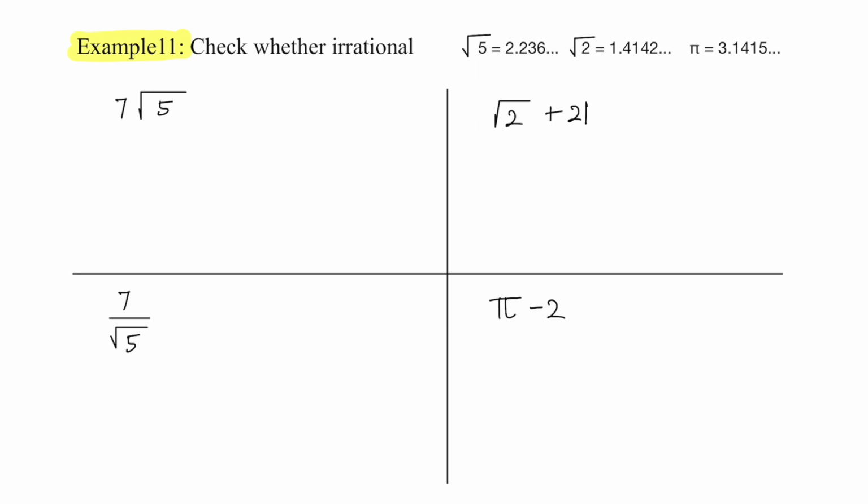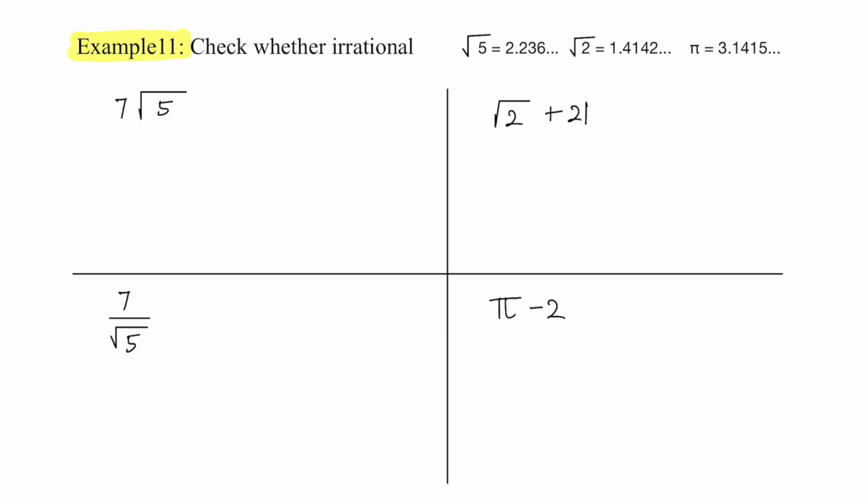Okay, now first we are going to look at example number 11, and in this video I think we are going to look at a couple of examples. So we'll just start, right? Example number 11, let me just read the question first. We are supposed to check whether the given numbers are irrational or not. We have also been provided with the values of root 5, root 2 and pi, and we are supposed to find if the given numbers are irrational or not. Now we know that root 5, root 2 and pi are in fact irrational.